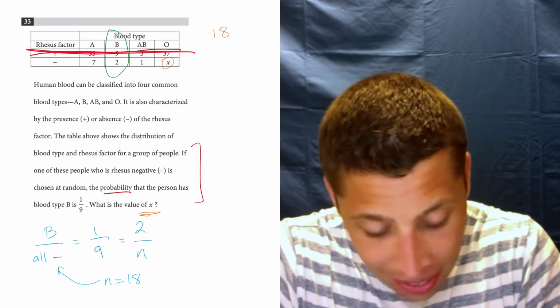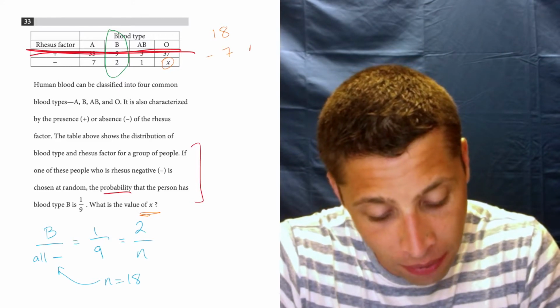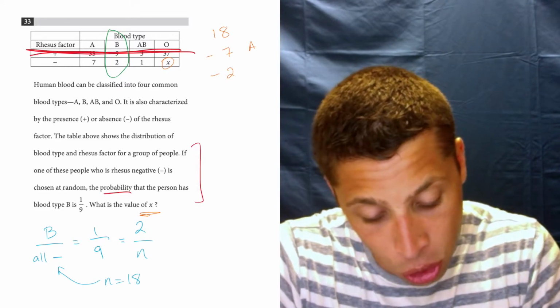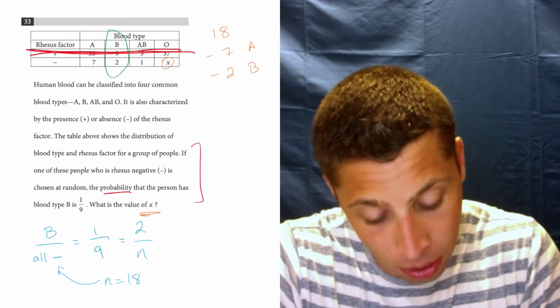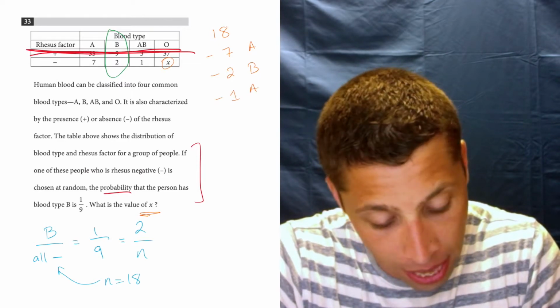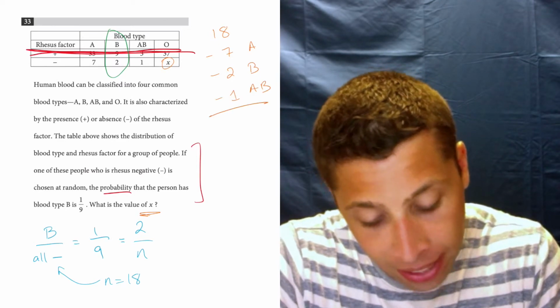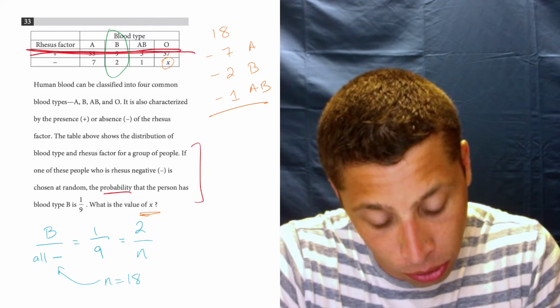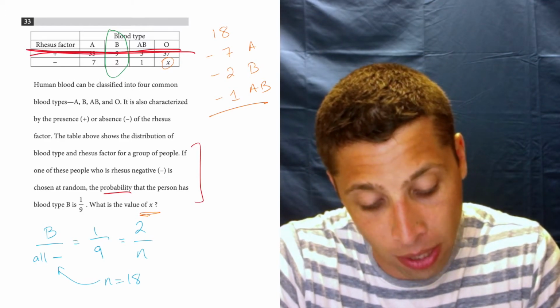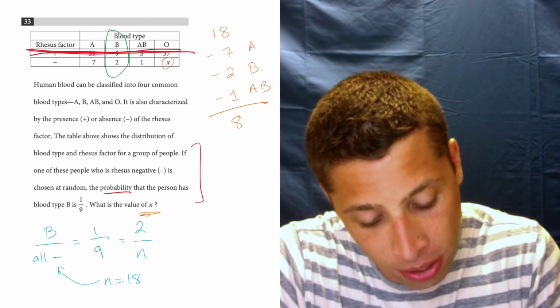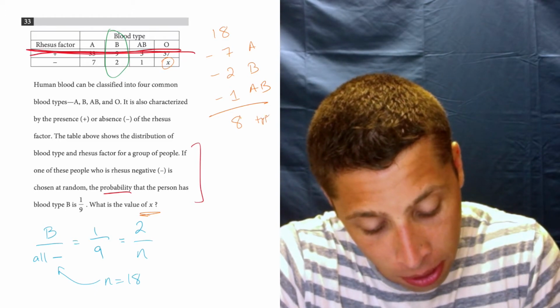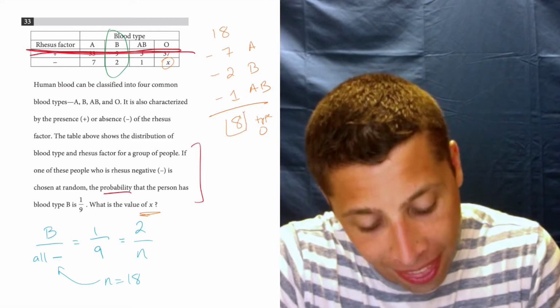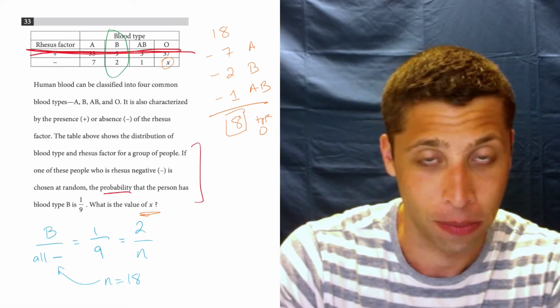So we have 18 people. 7 of them are type A. 2 of them are type B. 1 of them is AB. And that leaves how many to be O? So 7 and 2 is 9, and 1 is 10. That leaves 8 to be type O. And that is our answer.